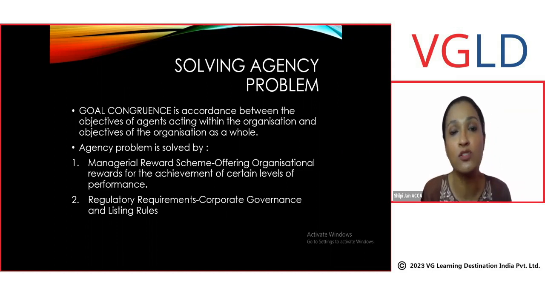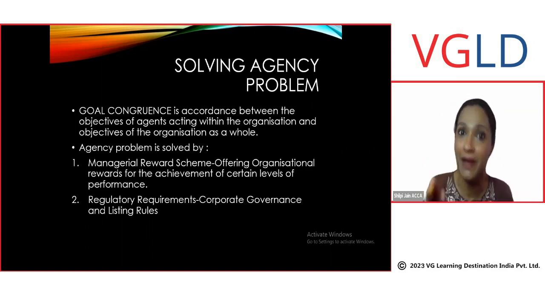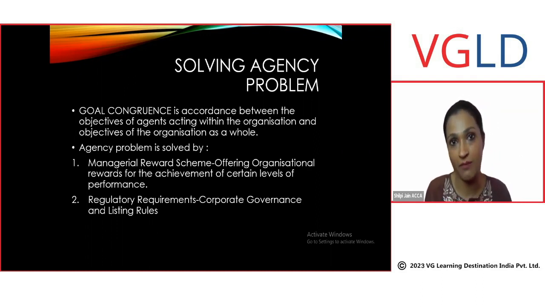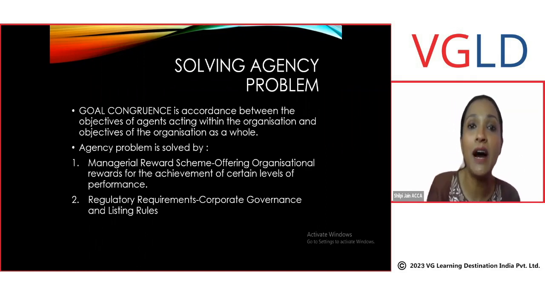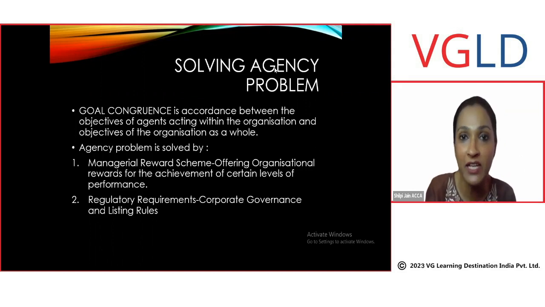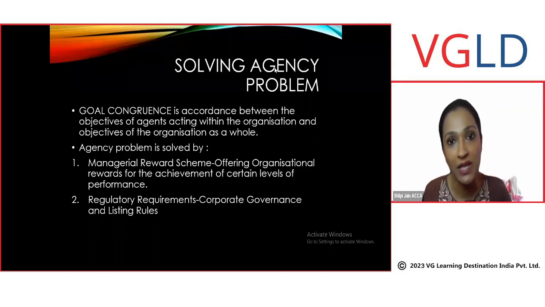And there can also be some sort of discipline brought across by regulatory requirements, some to-do things, some rules and regulations being imposed on the organization. And that is called corporate governance, wherein organizations and directors are being told certain to-do things and certain do's and don'ts, basically.